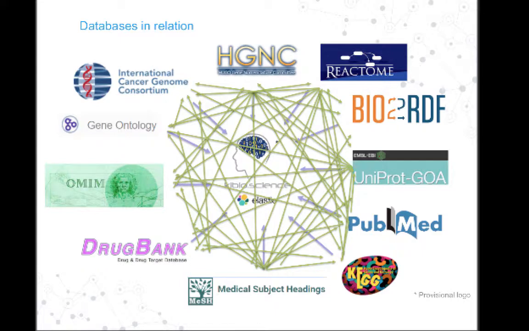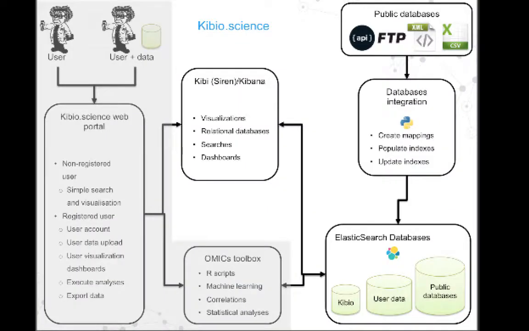This is just a few examples, but currently we have created a program that digests every kind of public database, whether they are in XML, CSV, from an FTP site or any API. But a lot of bioinformatics repositories now propose the JSON directly. So we just take the JSON, we send it to Elasticsearch, we don't have anything to do in that case.